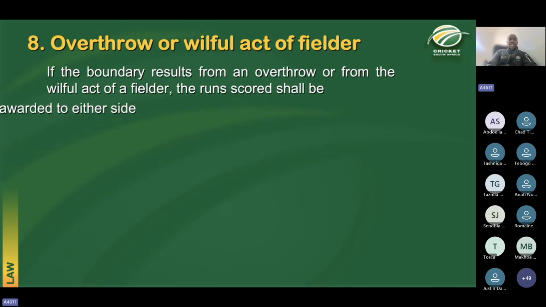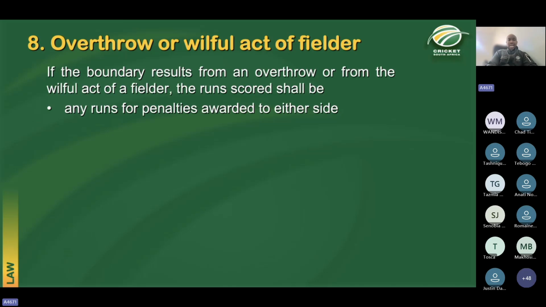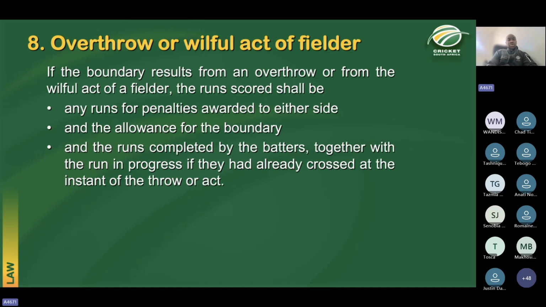Law tells us that the runs scored shall be any runs for penalties awarded to either side. They will always stand. The allowance for the boundary, usually a boundary 4 from an overthrow or a willful act, but it can also, with a willful act, be a boundary 6. Also, the runs completed by the batters together with the run in progress if they had already crossed at the instant of the overthrow or the willful act.